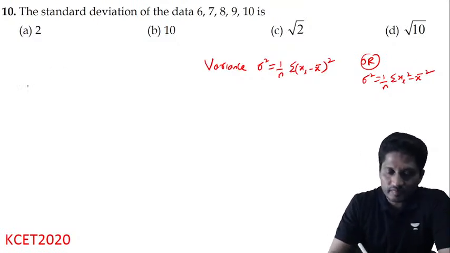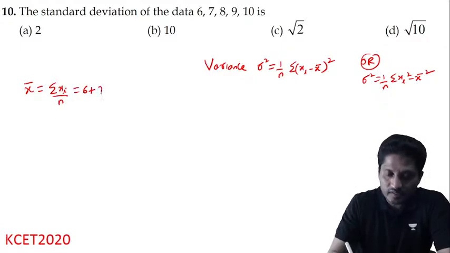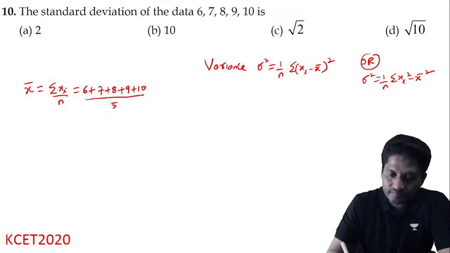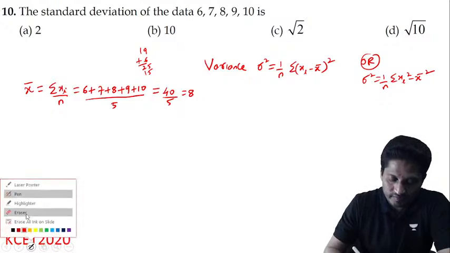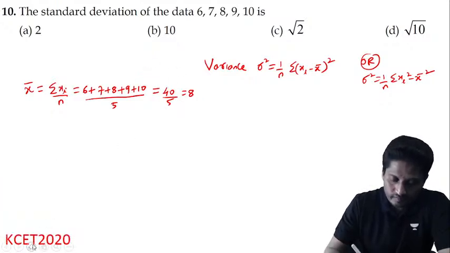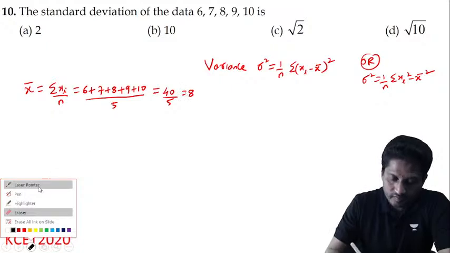Okay, so first I'll find out the mean. Mean is equal to summation xi divided by n. Sum of all observations is 6 plus 7 plus 8 plus 9 plus 10, divided by the number of observations, which is 5. Right, if I add all this, it is 19 plus 6 is 25 plus 15 is 40. 40 by 5 is equal to 8. So the mean is equal to 8.